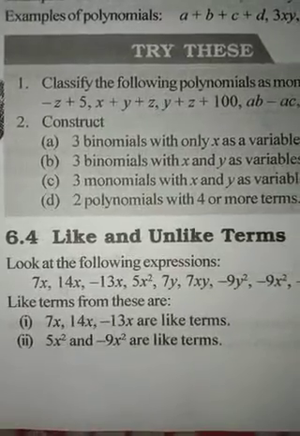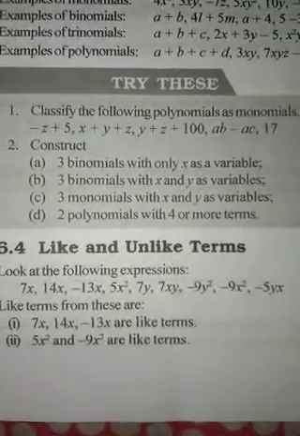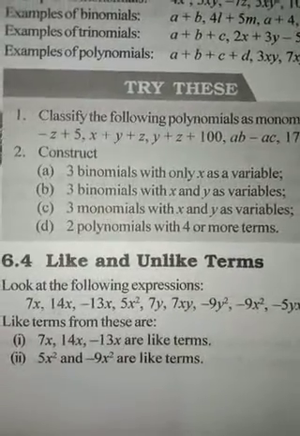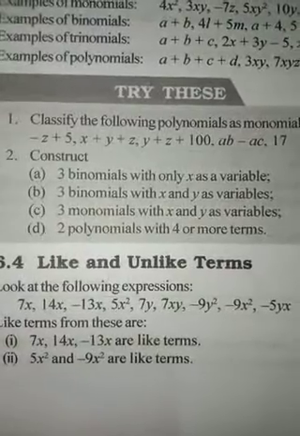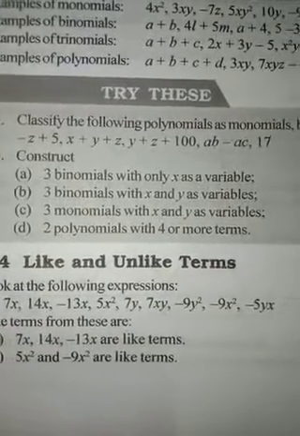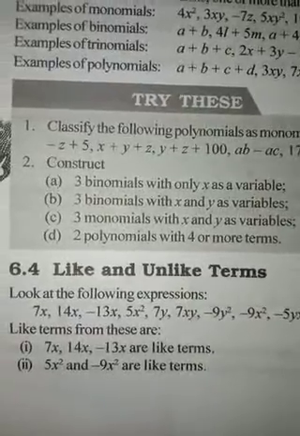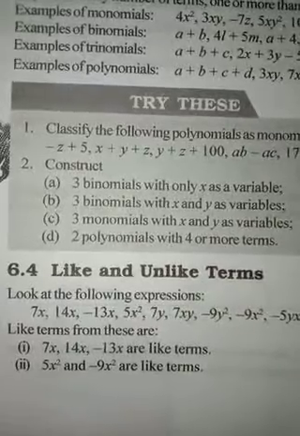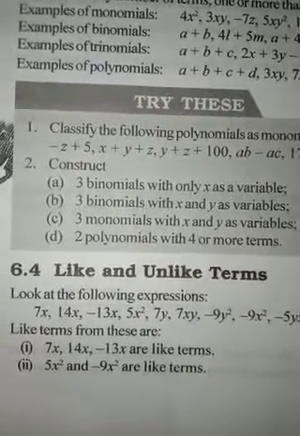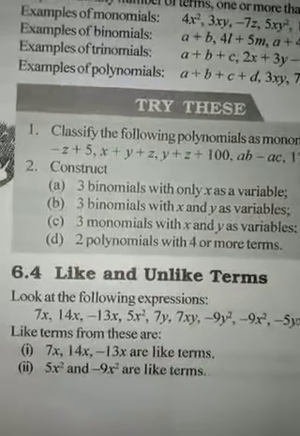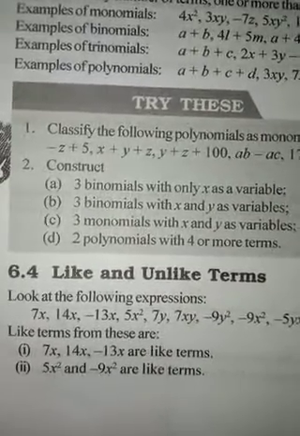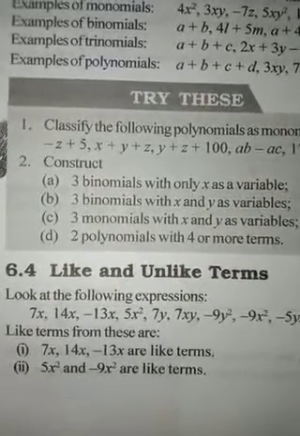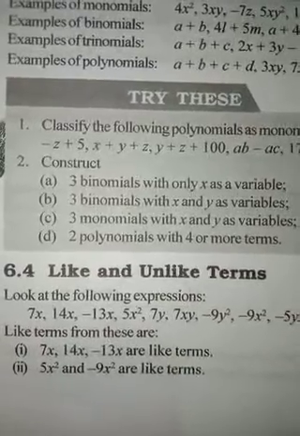And then like and unlike terms. What do you mean by like and unlike terms? Here they have given one example: 7x, 14x, minus 13x, 15x square, 7y, 7xy, minus 9y square, minus 9x square, minus 5xy. Here you have to identify which are the like terms. Understood? By seeing this example, you come to know 7x, 14x, minus 13x contain the same variable, so these are like terms. Containing the same variable is called like terms.